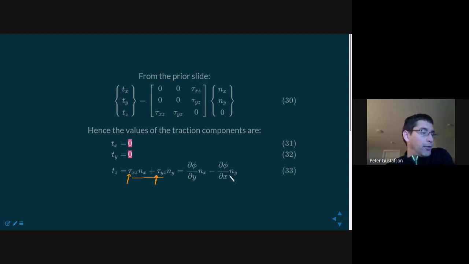Nicole asks, does lateral surface of the bar mean the top surface? No, it's not necessarily the top surface. This is any surface not along the axis. So it's really a transverse normal surface. When I say lateral, it could be in any direction as long as it's on the outside surface and not along the z direction.